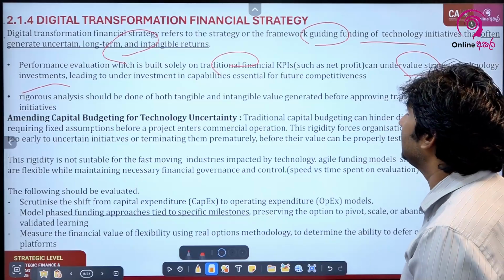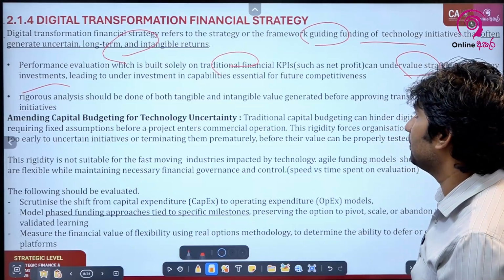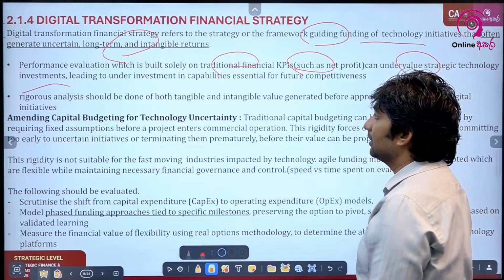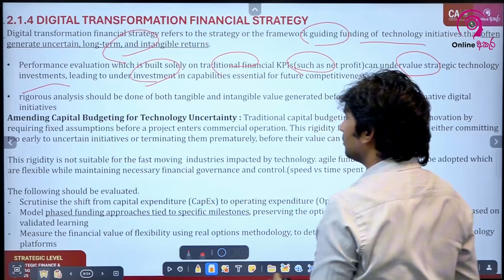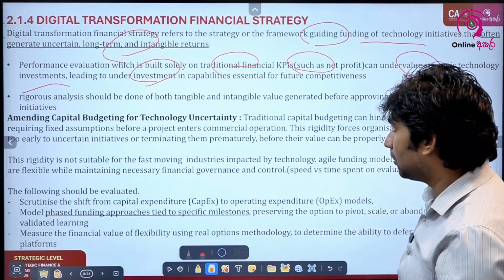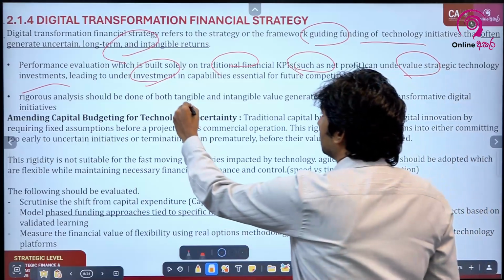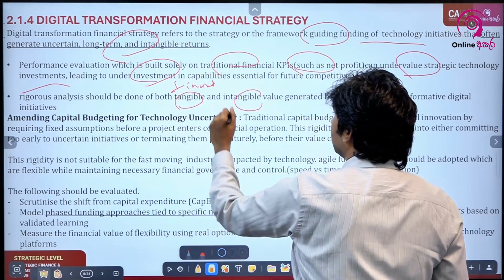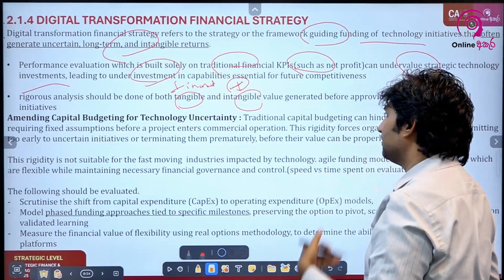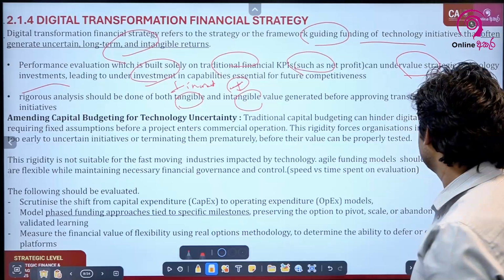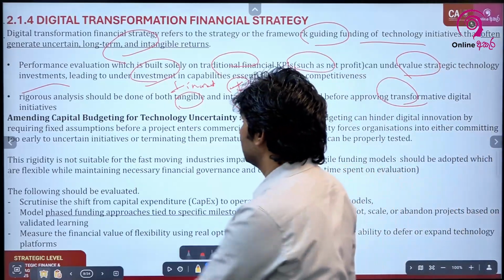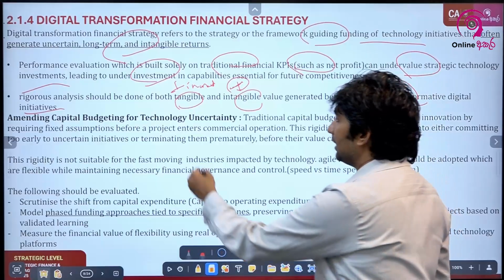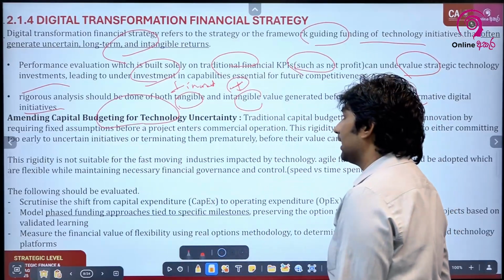Those will be completely ignored under traditional performance evaluation methods such as net profit, which will discourage investments in critical IT assets. Where you need to be mindful as an accountant is that you need to look not only at the financial benefits but also at the intangible strategic benefits provided by digital transformation initiatives, and factor them into your decision making. So you need to change your capital budgeting method when you look at technology uncertainty.